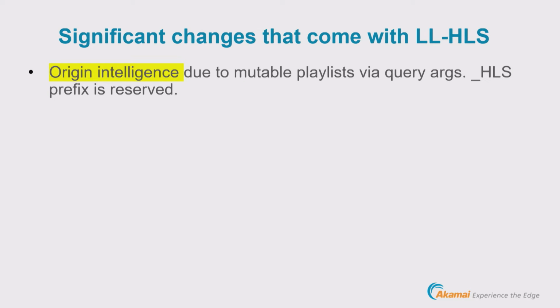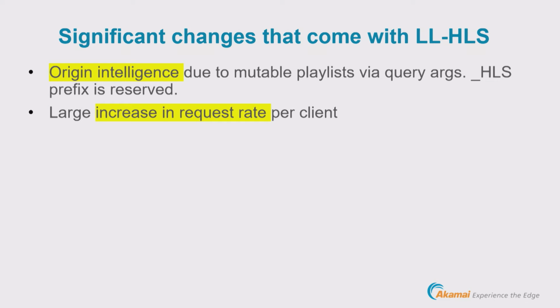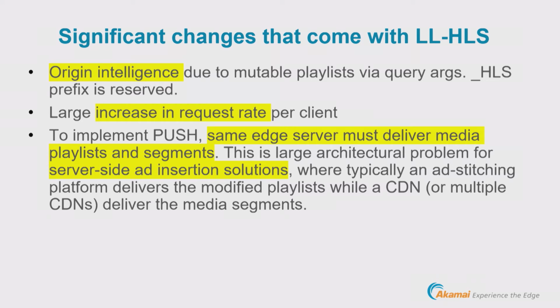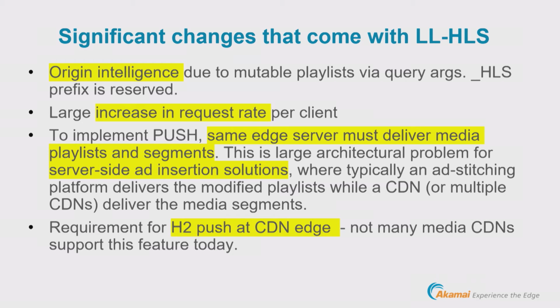So there are some significant changes that challenge us in order to deploy the new Apple solution. One is the Origin intelligence. If you're building an Origin, you have to be much smarter about mutating the playlists that are coming out. There's not one version, there's many depending on the query args. And we as a CDN need to cache them and ensure that they're fresh. There's that large increase in request rate per client. The inability to decouple manifest delivery from segment delivery, and the requirement for H2 push.